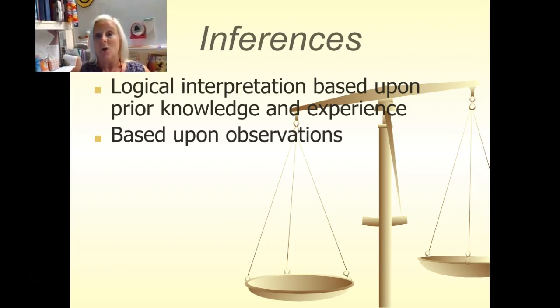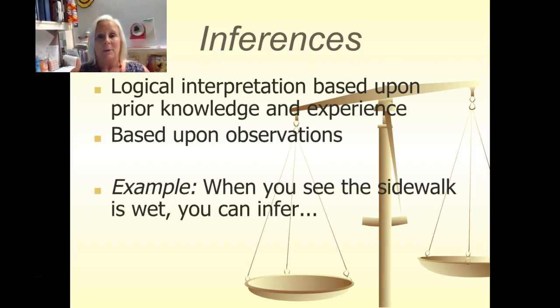It's also based upon our observations. So we have to notice things around us in order to be able to make those inferences in the first place. Another example, outside of school, would be when you see a sidewalk, it's wet. You could infer what? I don't know, maybe it rained. You could also infer maybe that somebody watered their grass, sprinkler was on, somebody washed their car. So there's lots of logical interpretations as to why there might be wet cement.